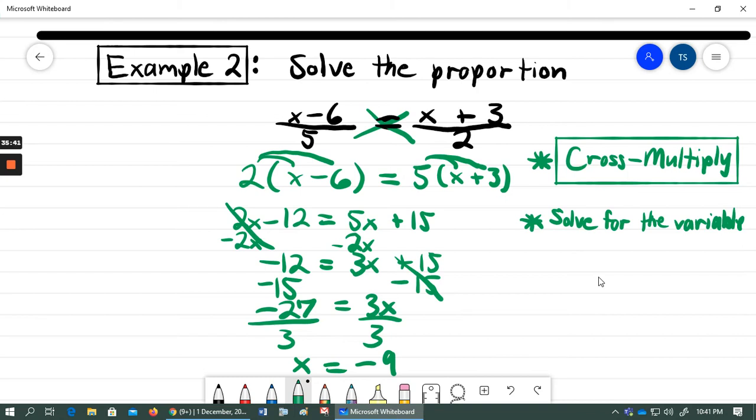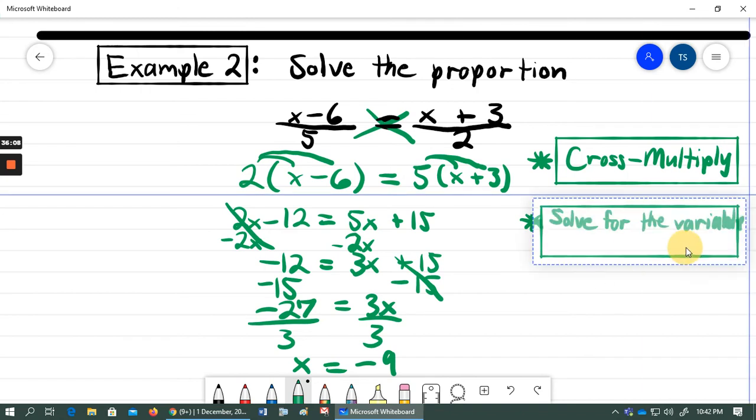Okay, don't forget, folks, that again, with what we had here, we had to distribute. Because you literally had to take that whole quantity of x minus 6 and multiply it times 2, and you had to take the whole quantity of x plus 3 and multiply it times 5. So again, you had to distribute there. Don't forget that.